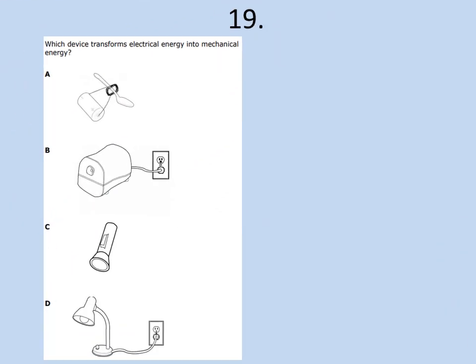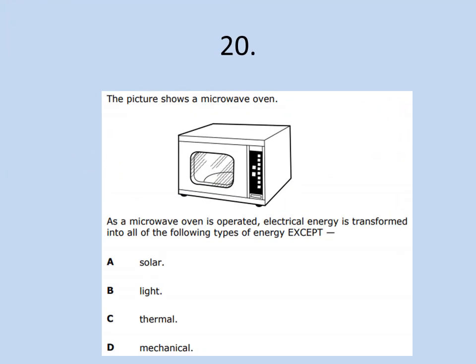Question 19. Which device transforms electrical energy into mechanical energy? Question 20. The picture shows a microwave oven. As a microwave oven is operated, electrical energy is transformed into all of the following types of energy except A. Solar, B. Light, C. Thermal, D. Mechanical.